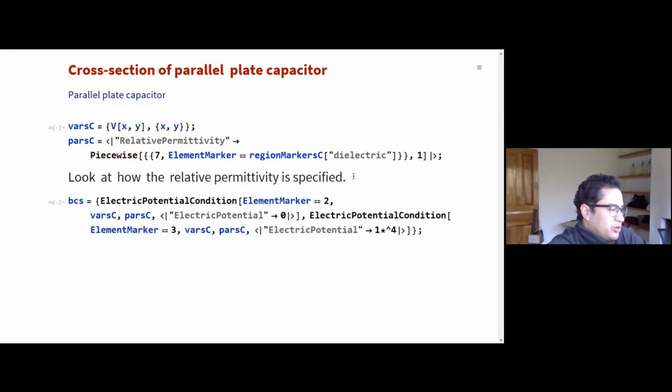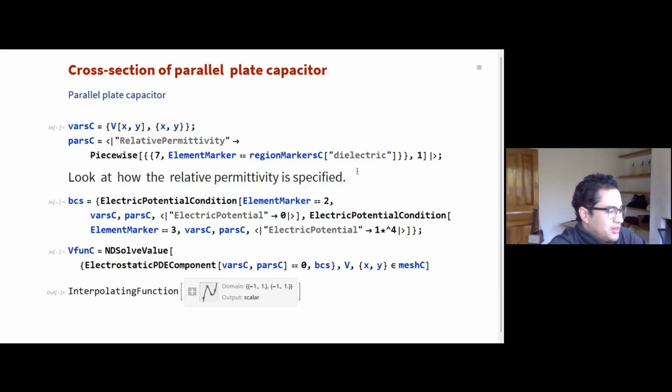Then we define the boundary conditions. They are electric potential conditions. We are applying a voltage difference between the electrodes. Then we compute the electric potential, which returns an interpolating function spanning the whole domain. So now that we have this interpolating function, how do we deal with these discontinuities at the interface?